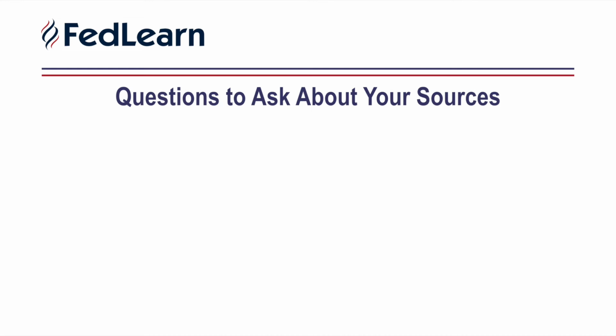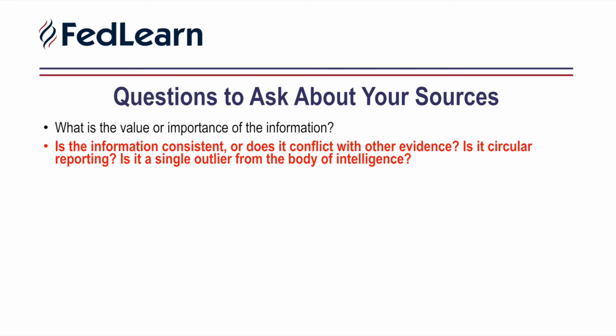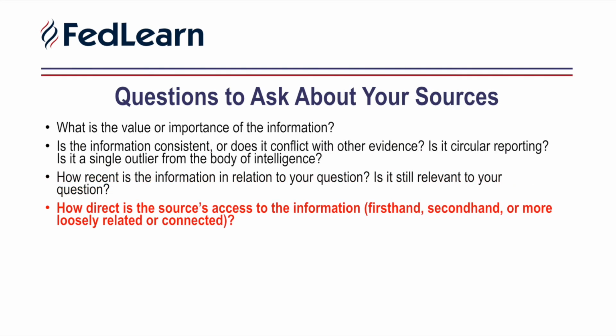Here are some questions to ask when evaluating the quality of your sources. What is the value or importance of the information? Is the information consistent or does it conflict with other evidence? Is it circular reporting? Is it a single outlier from the body of intelligence? How recent is the information in relation to your question? Is it still relevant to the question? How direct is the source's access to the information? First-hand, second-hand, or more loosely related or connected?